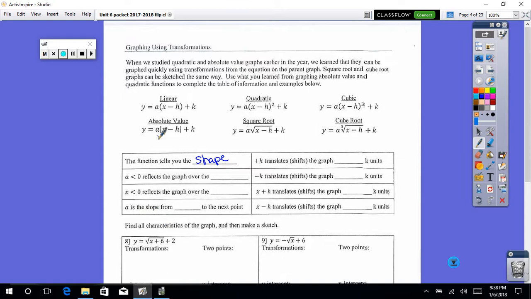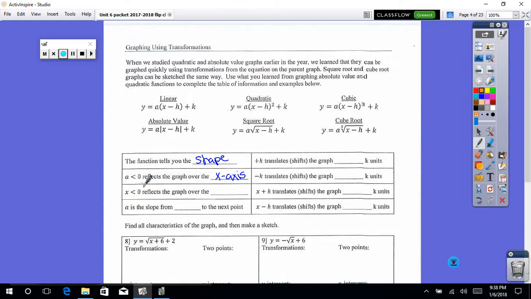Okay, if you put a number out in front, if it is less than 0, or if it's a negative, think of it that way, it flips the graph over the x-axis. Basically flips it upside down. Okay, we dealt with that when we did parabolas. Okay, when we were graphing those focus and directrix and flipping them.